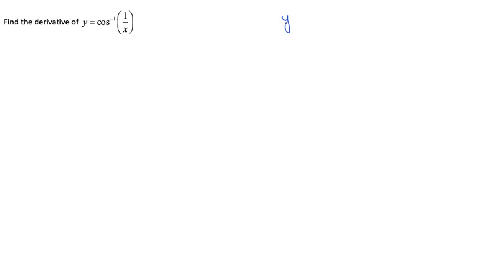So if y is equal to the cosine inverse of, we're going to call it u now, and we're assuming that u is a function of x, then the derivative dy dx, of course the derivative of cosine inverse, is going to be negative 1 over radical 1 minus u squared.